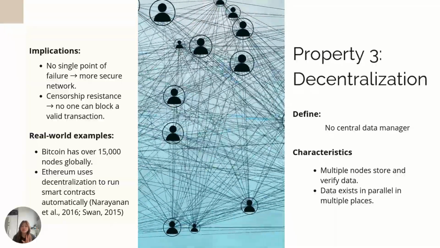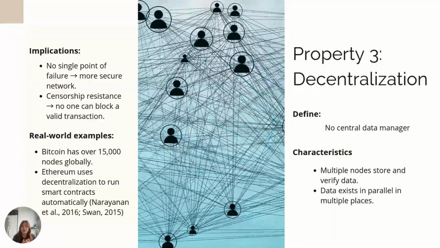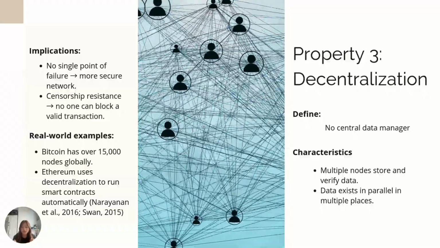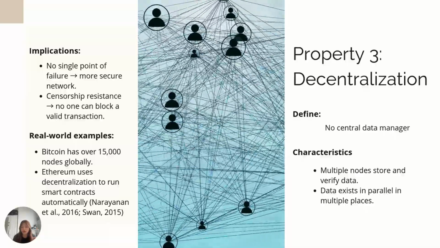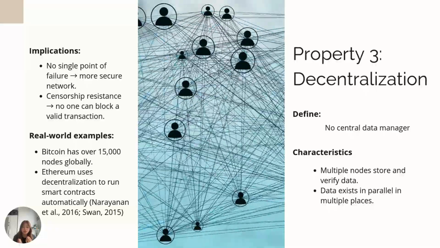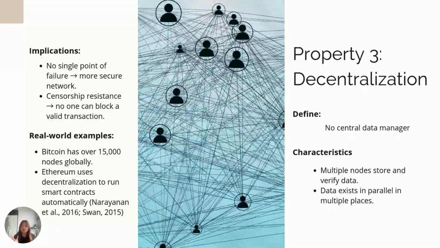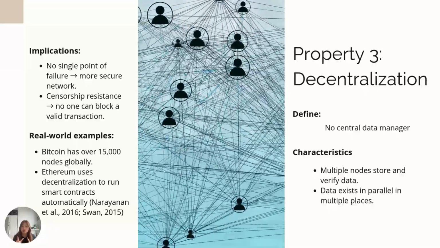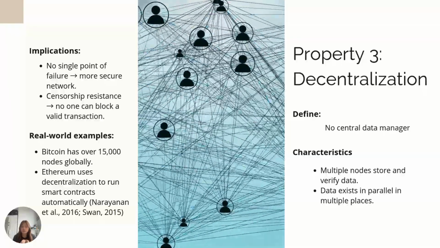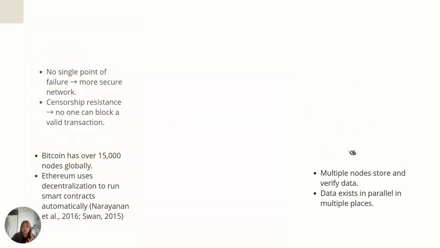I also give some real-world examples. The Bitcoin network currently has over 15,000 nodes globally, and Ethereum uses decentralization to run smart contracts automatically.